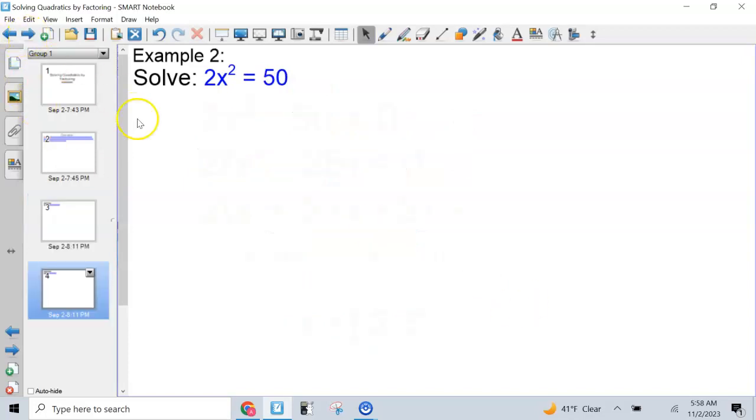Here's a second example. 2x squared equals 50. A lot of kids only get one answer. They get it wrong. They say it's 5 because 5 squared is 25 times 2 is 50. 50 equals 50, that's true. But let's follow steps. So first, equals 0, so I'm going to subtract 50.